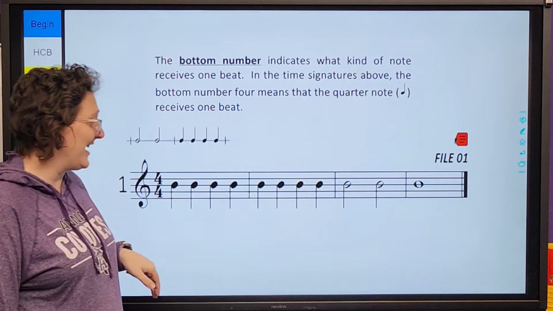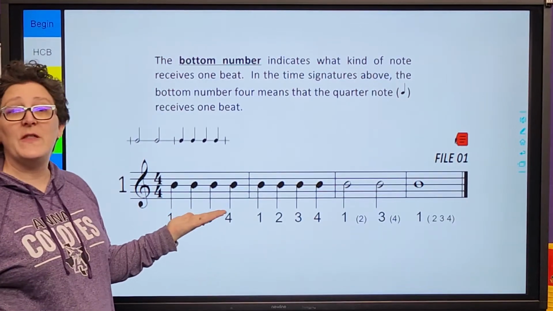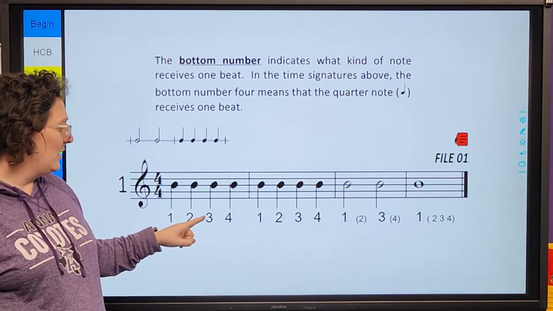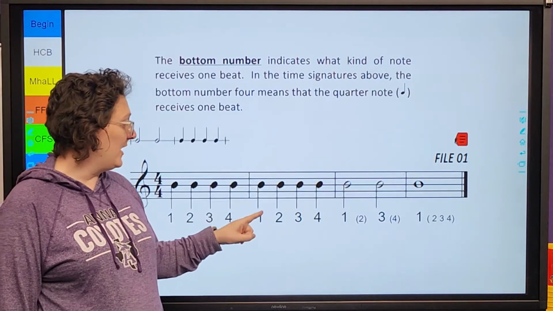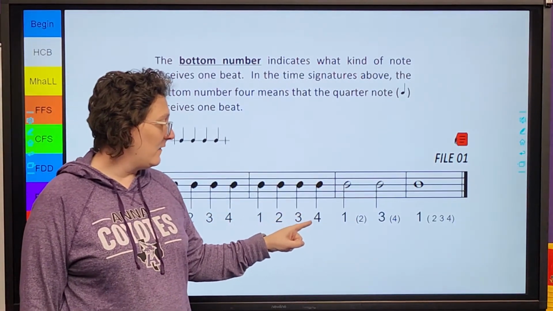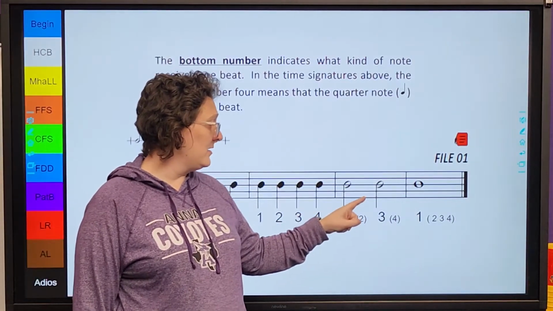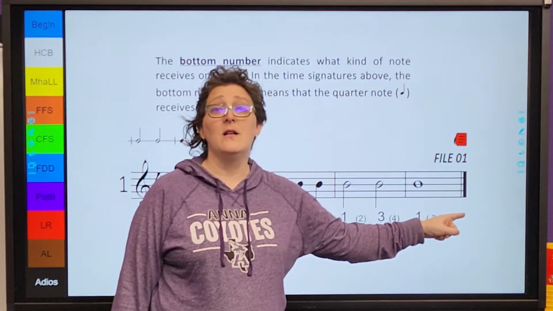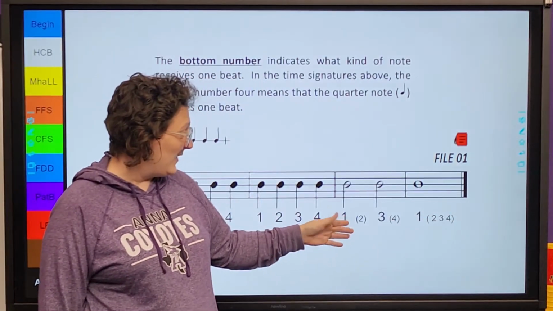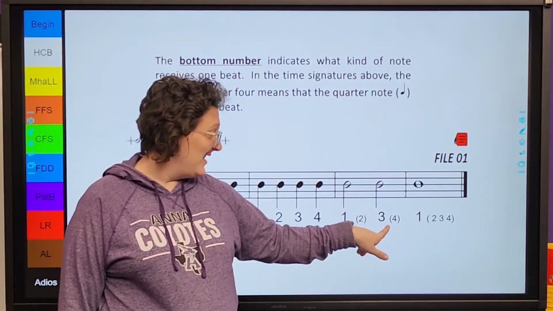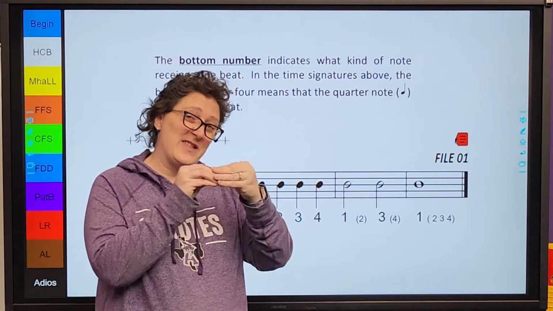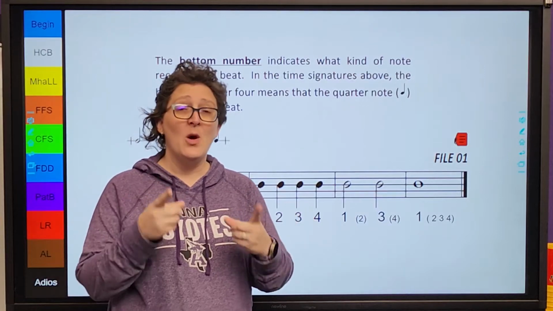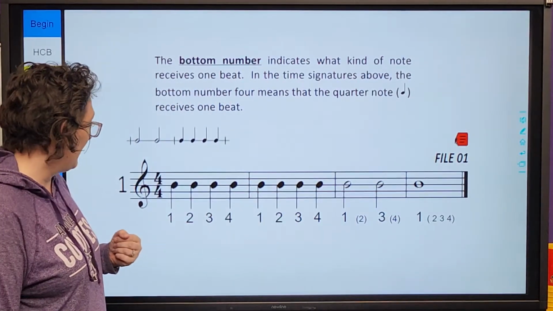So if I want to count my rhythms right here, I'm going to say 1, 2, 3, 4, 1, 2, 3, 4, 1, 3, 1. And notice I kind of smooshed past those extra numbers because the notes are longer. Why don't you try counting that with me, everybody?